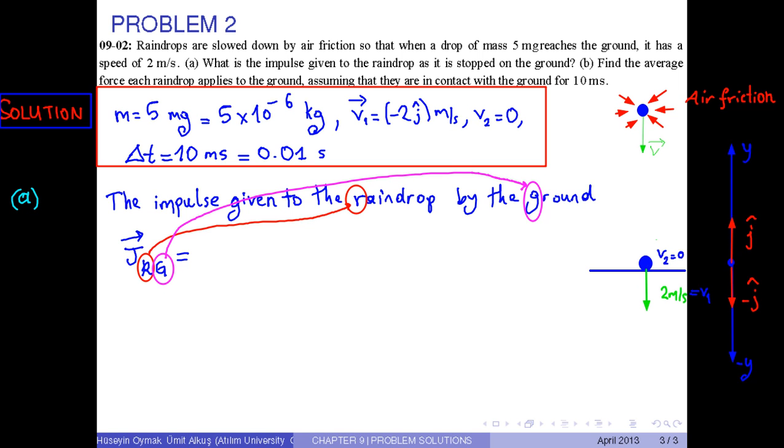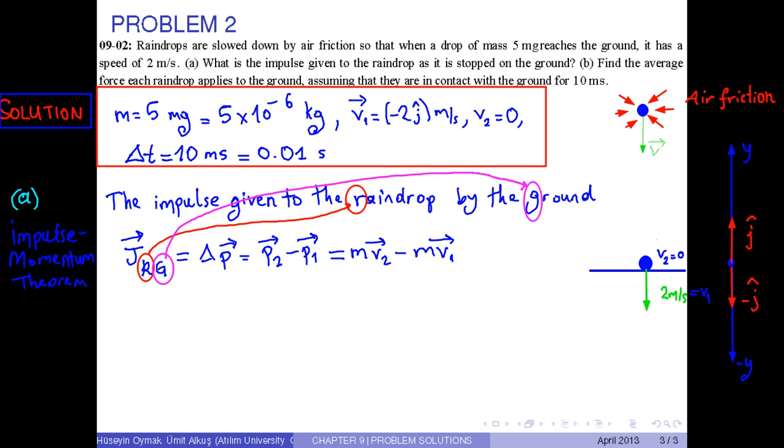In part A, the impulse given to the raindrop by the ground is found by J sub Rg, which means that impulse on R by G, where R is the abbreviation of raindrop and G is the abbreviation of ground, which is nothing but the change in the momentum of the raindrop. And this formula is called the impulse momentum theorem. Anyway, this equation becomes m times vector v2, which is the final momentum of the raindrop, minus m times vector v1, which is the initial momentum of the raindrop.